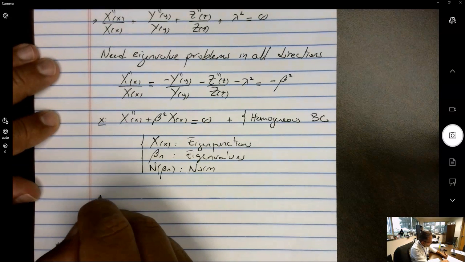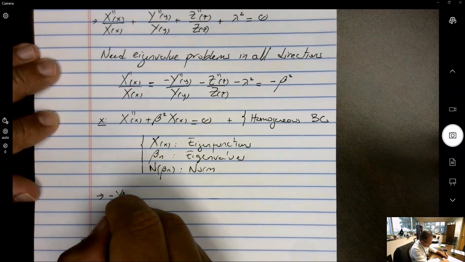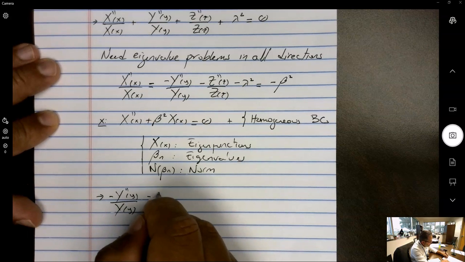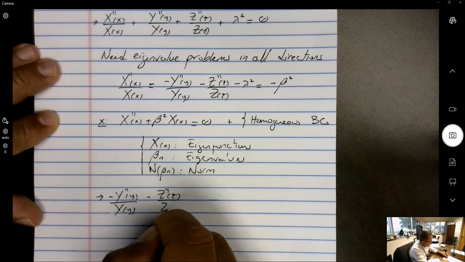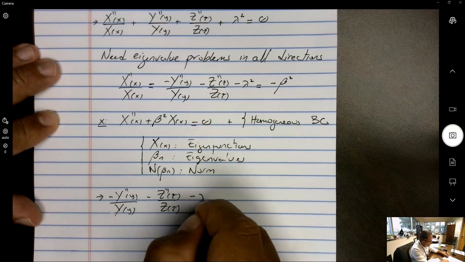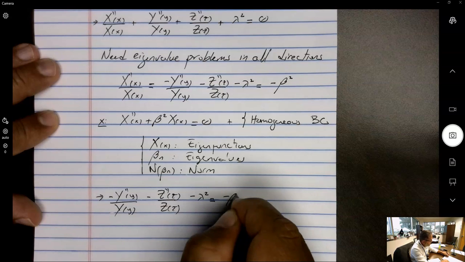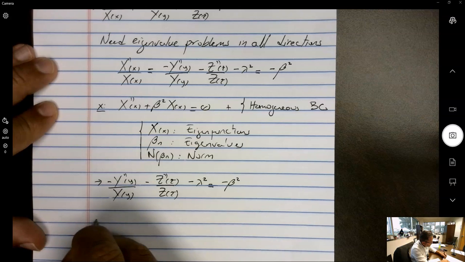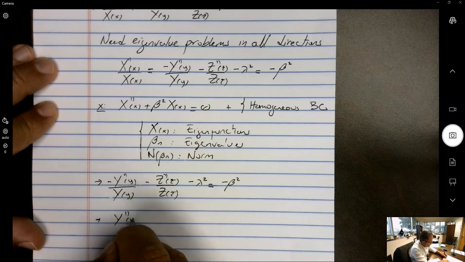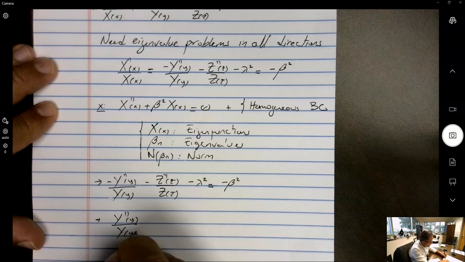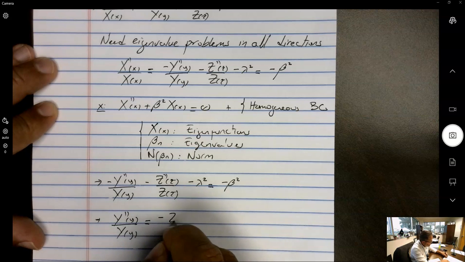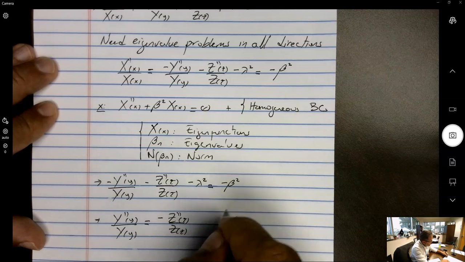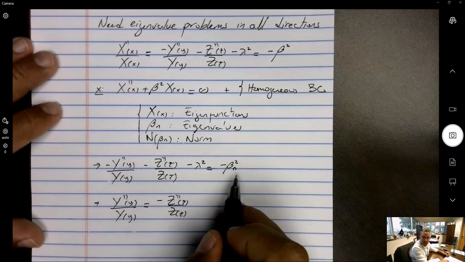What we're left with is then Y double prime of y divided by Y of y, minus Z double prime of z divided by Z of z, minus lambda square is equal to minus beta square. So we have Y double prime of y divided by Y of y is equal to minus Z double prime of z divided by Z of z, and so on. And by the way, this is beta n. We already determined those are eigenvalues.